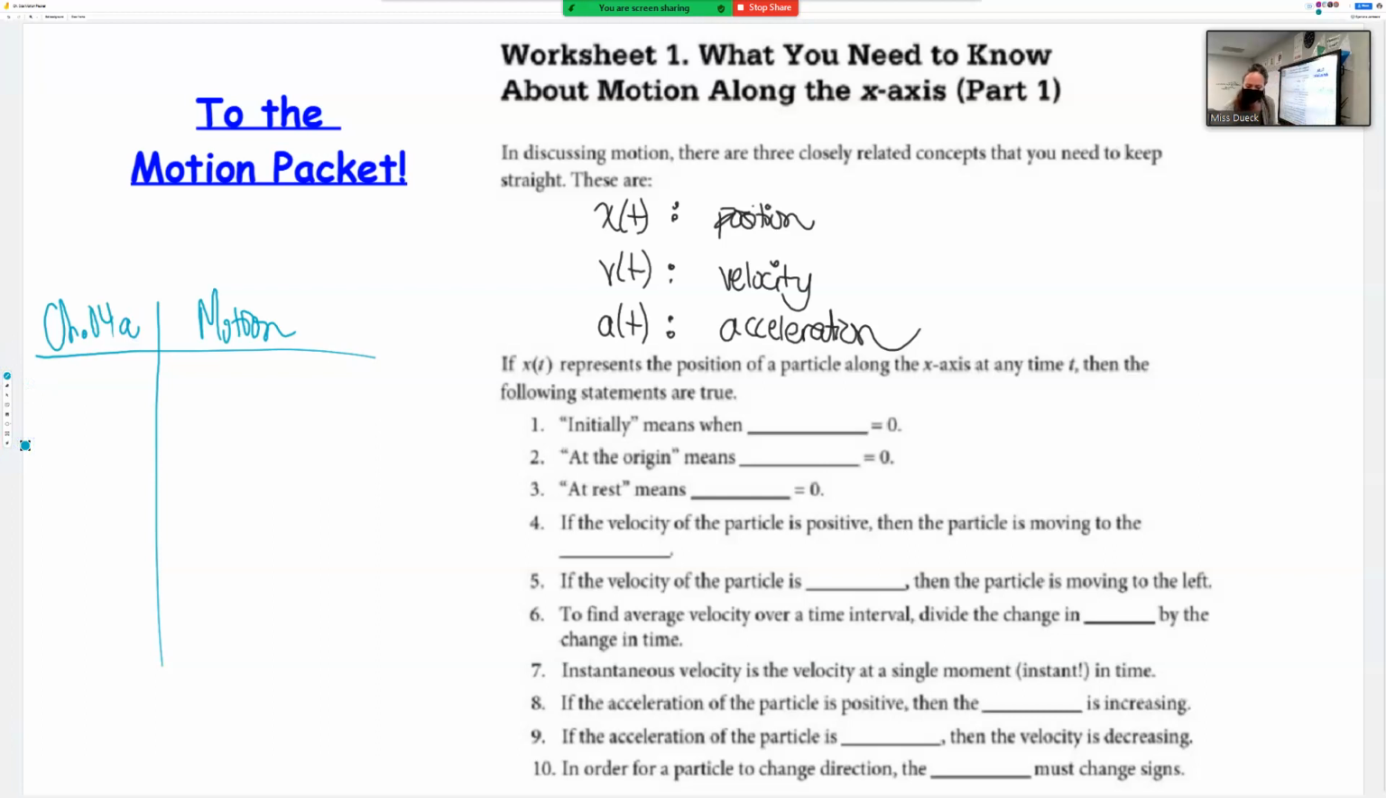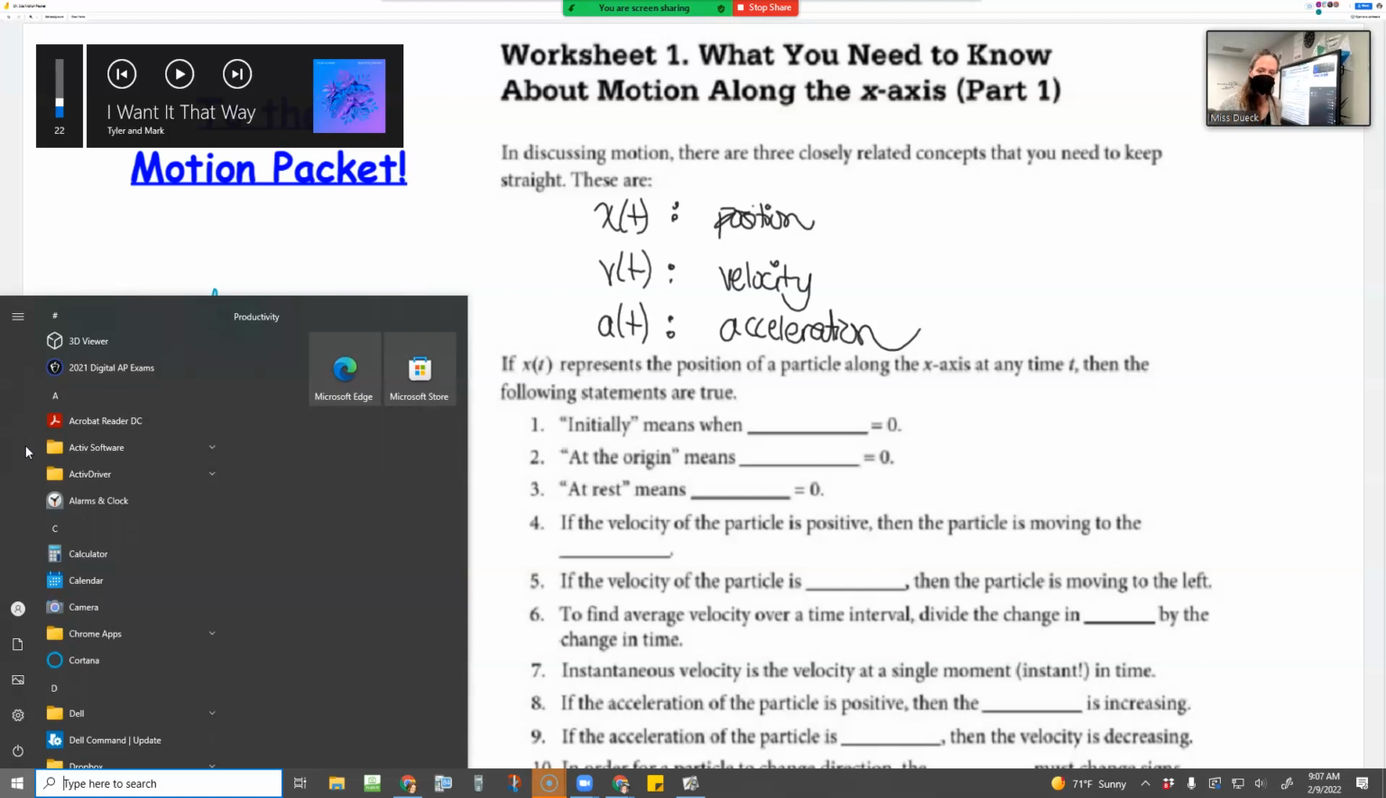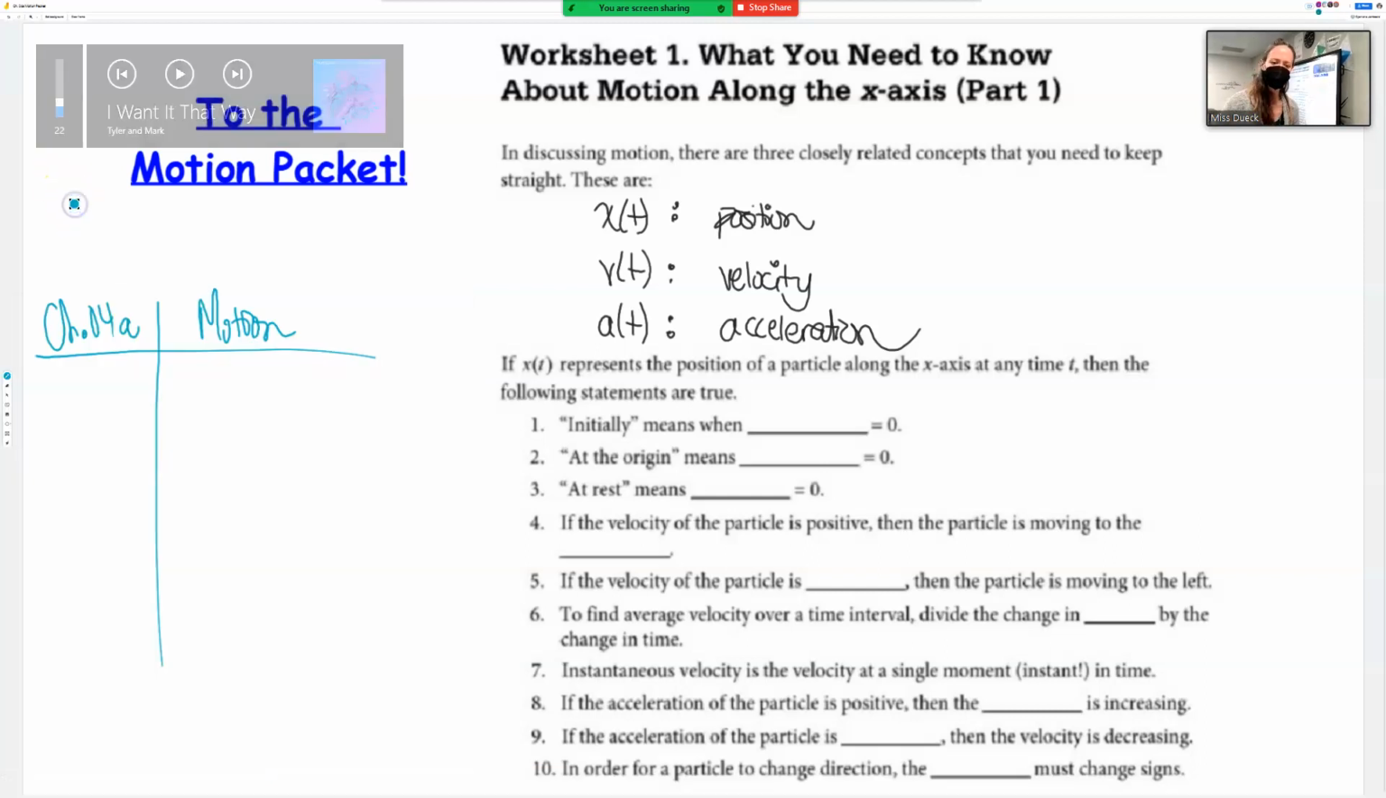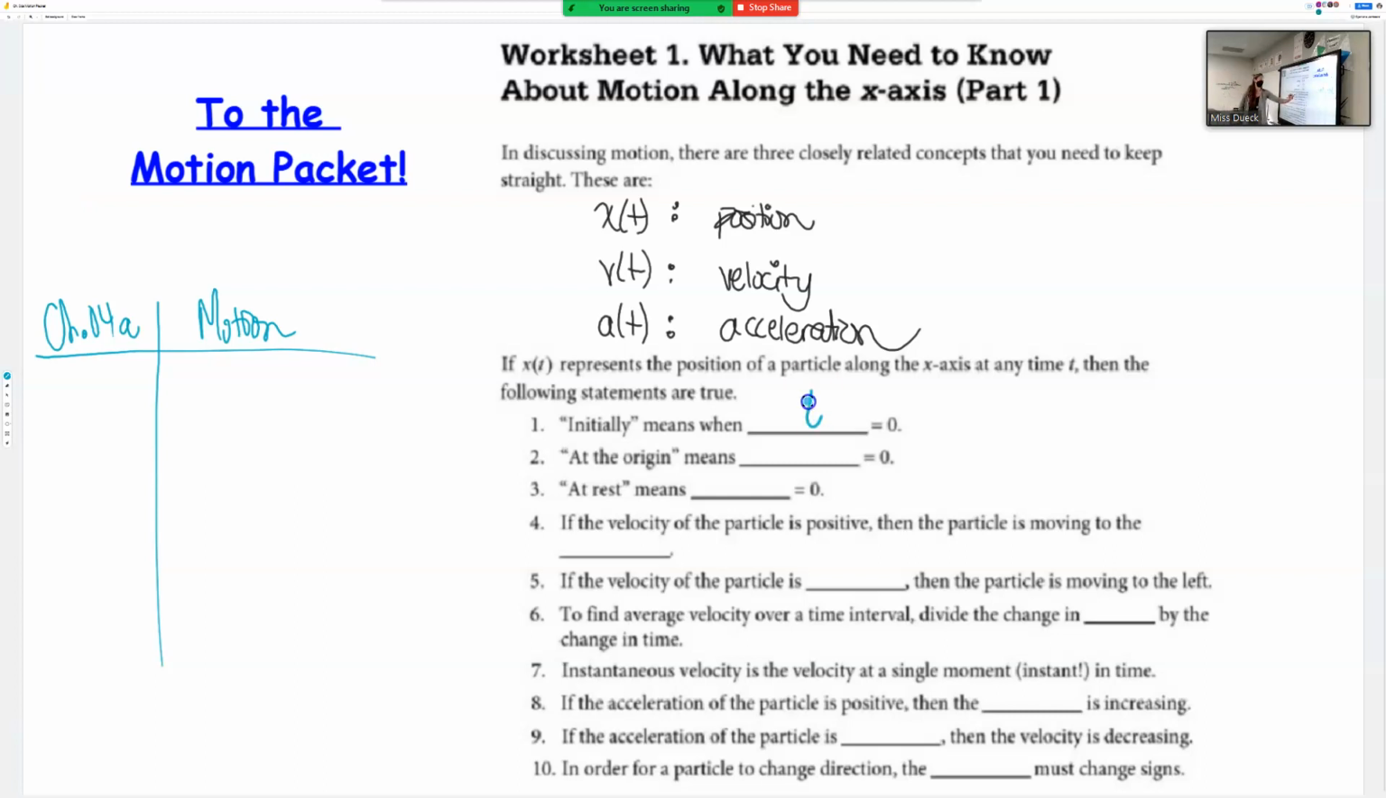All right, here we go. What'd you guys get? First of all, initially, what are we talking about? Position, acceleration? What's the fourth thing that's behind the scenes in all of them? Time. We have position, velocity, acceleration, but don't we technically have an independent variable of time? At the origin means position, whereas at rest means velocity.